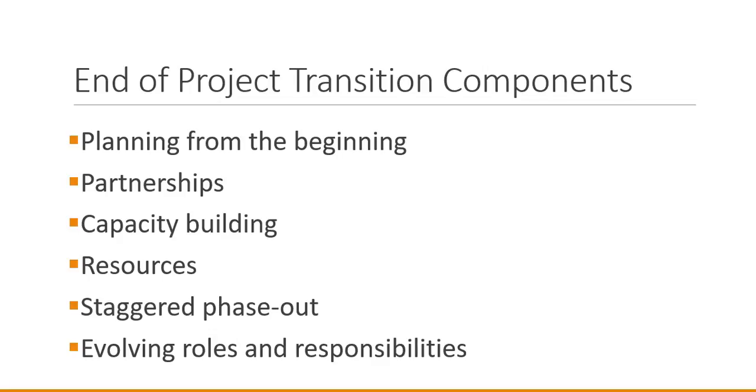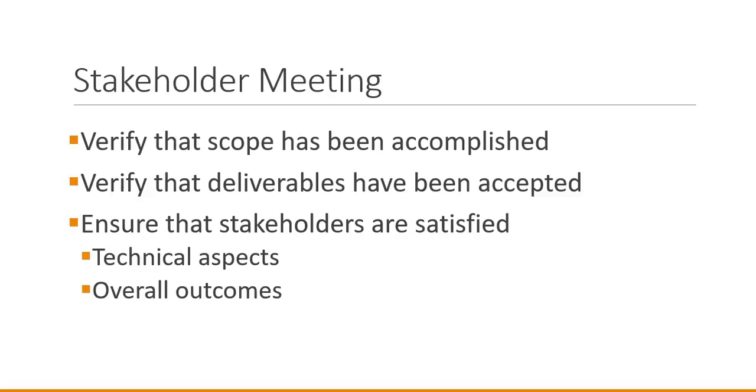And finally, evolving roles and responsibilities means that instead of the members of the implementing organization having the primary roles in the project, they're now going to transition into advisory and assistant roles with more responsibility moving into the hands of the local community. At the end of the project, there should be a stakeholder meeting.